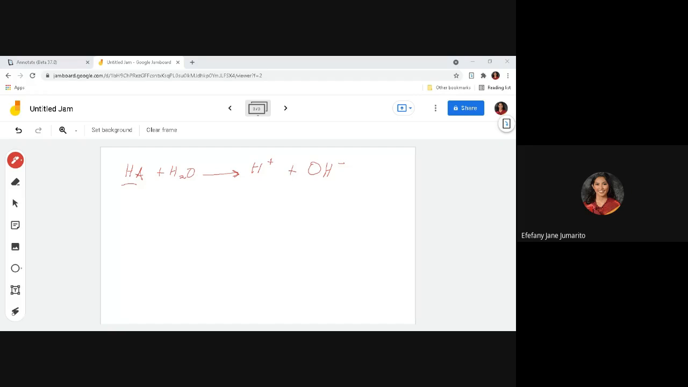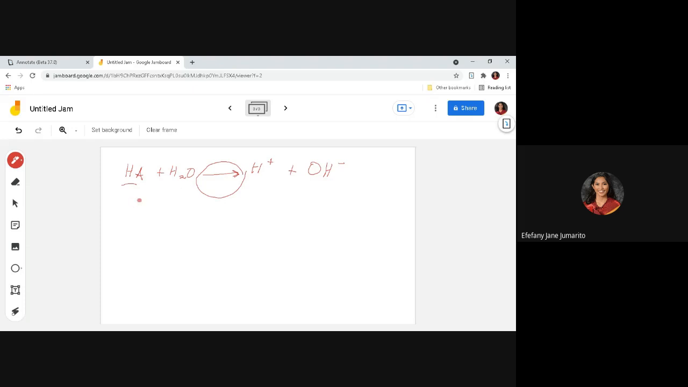We have a strong acid and a strong base. When we have a strong acid and a strong base, it will dissociate or ionize completely. Meaning, it will ionize completely into charged particles, like we have here a cation and an anion, or positive and negative. Now, we have a single-headed arrow because it's a strong acid.